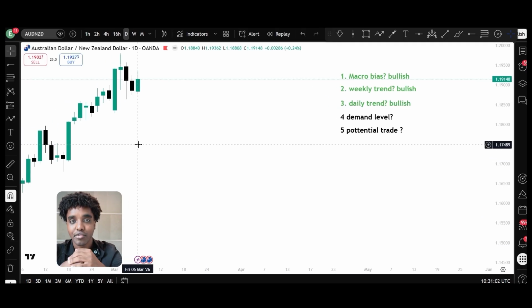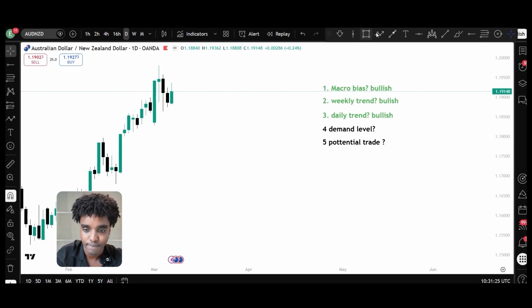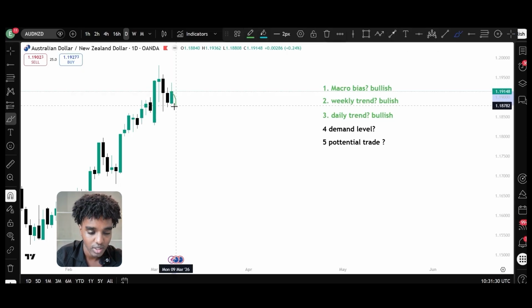And now after I have the macro bias and the trend, I want to look for entries to go long on this market, and I always enter my trades on the daily or the 4-hour chart. But let's take a look at the daily chart first, to see if you can find any demand levels here. Let me take a look, and as I always do, I start at current price, I go down like this, and I find a first explosive leg out.